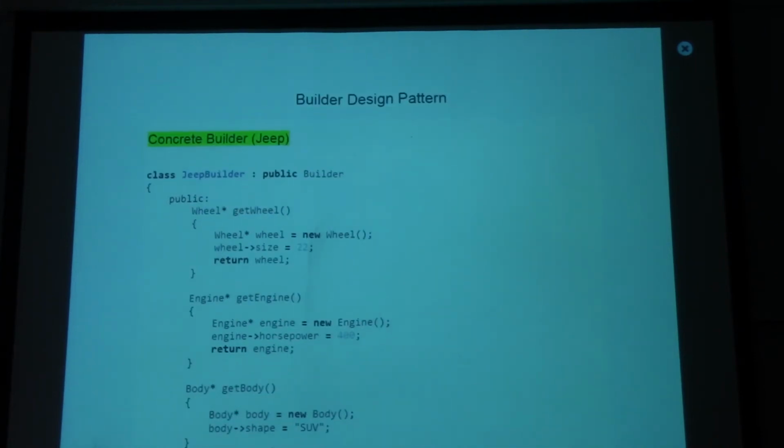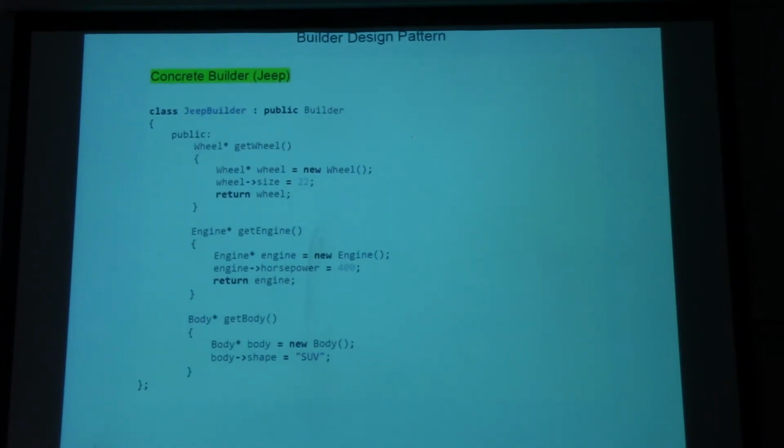Okay, so let's skip to that and we'll come back over here to the director. I think it makes more sense. So basically we're going to create a class. Let's say we want to create a class called Jeep Builder. We want to build a Jeep vehicle. So we're subclassing or extending the abstract builder class. And then we're going to implement these methods that were pure virtual: get wheel, get engine, get body. Notice that they return the proper types.